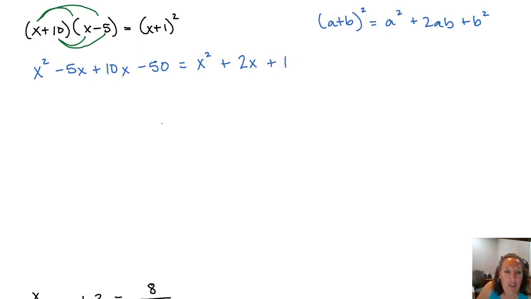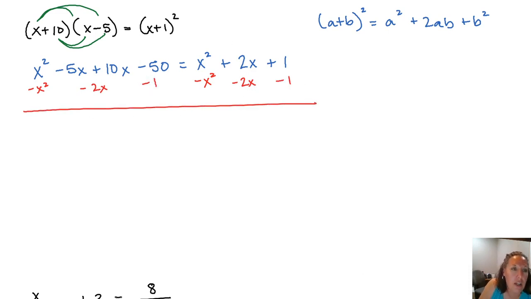And then now we need to get everything on the same side. I'm going to go ahead and move everything to the left. So I'm going to subtract x squared from both sides. I'm going to subtract 2x from both sides. And I'm going to subtract 1 from both sides.